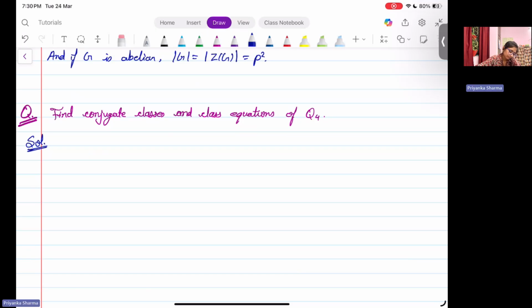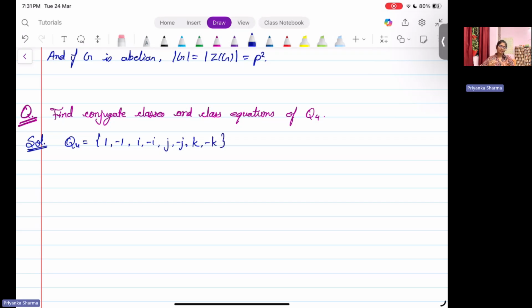Find classes, conjugacy classes and class equation for Q4. What is Q4? This is the quaternion group. Okay, let me write them separately: 1, minus 1, I, minus I, J, minus J, K and minus K.